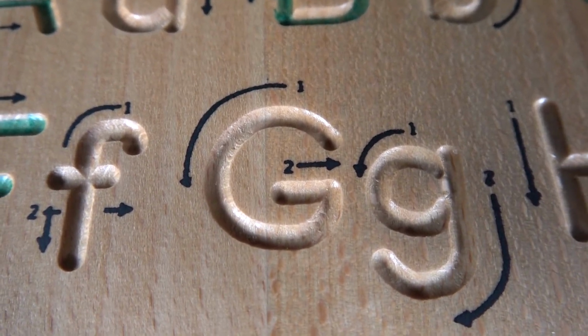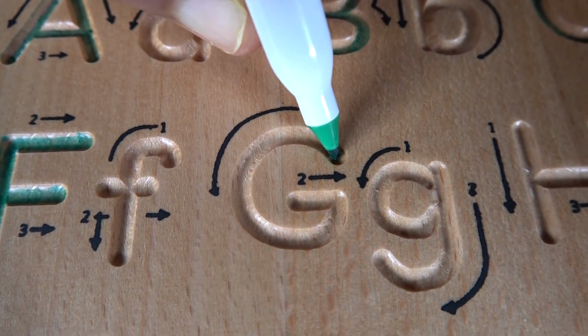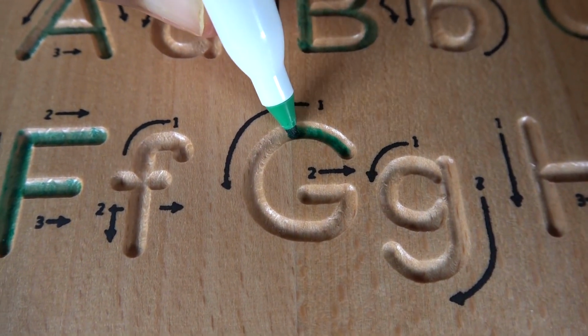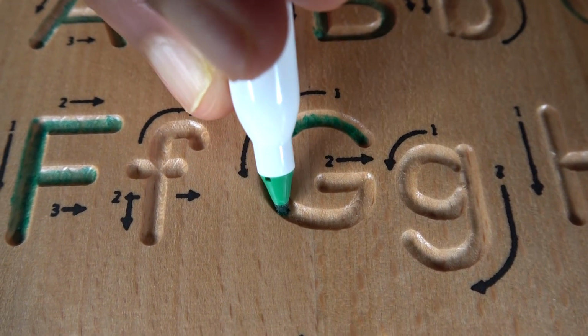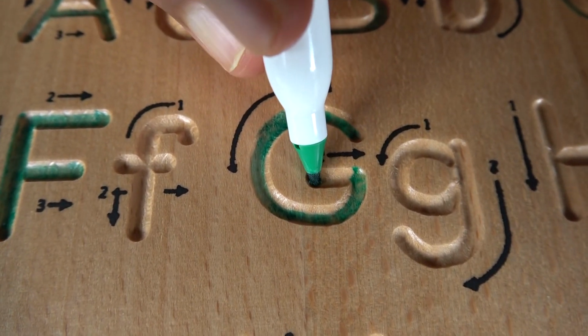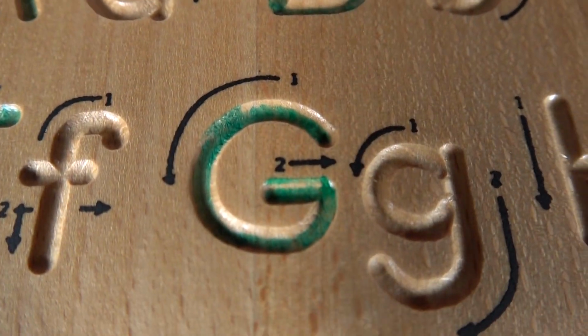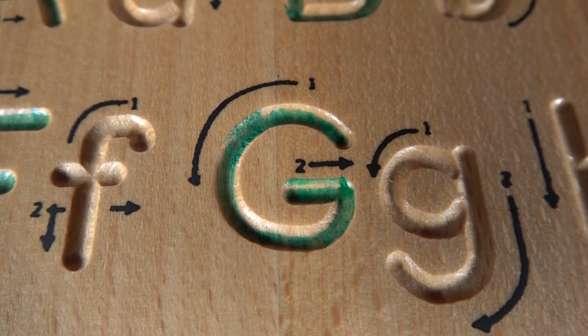This is the uppercase letter G. We'll start right here and make this curve. Then we'll go to the center right here and go out. This is the uppercase letter G.